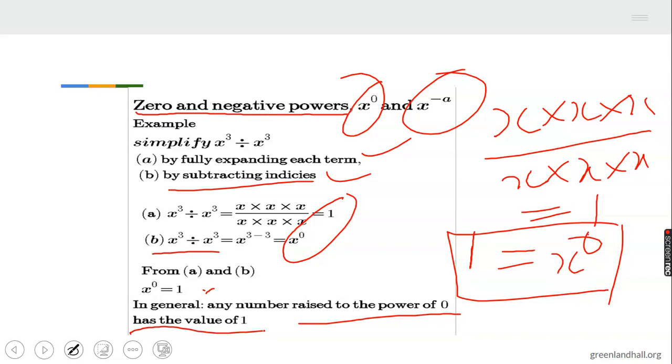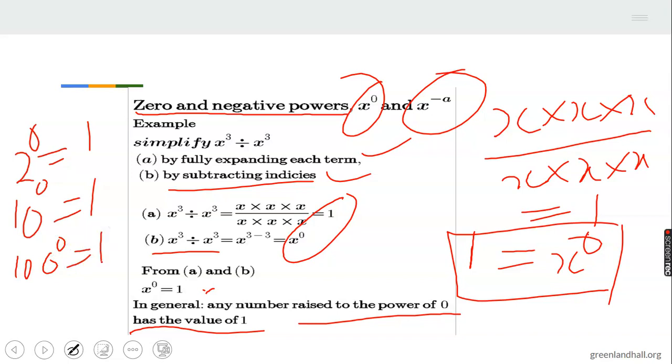In general, any number raised to the power of 0 has the value of 1. For example, 2 raised to the power 0 equals 1. 10 raised to the power 0 equals 1. 100 raised to power 0 equals 1. Any number or letter raised to power 0 equals 1. A raised to power 0 equals 1. B raised to power 0 equals 1. C raised to power 0 equals 1.